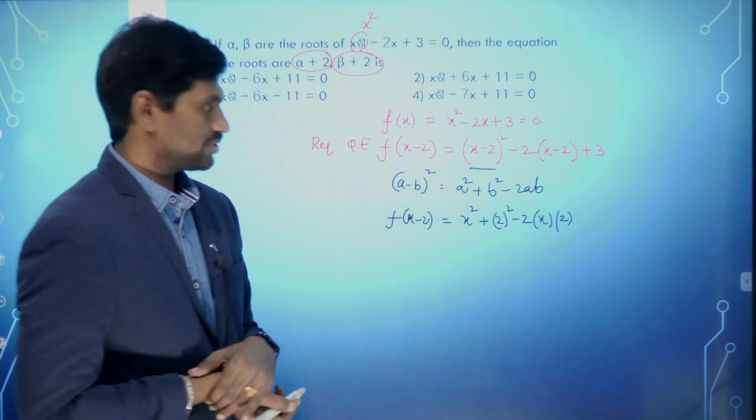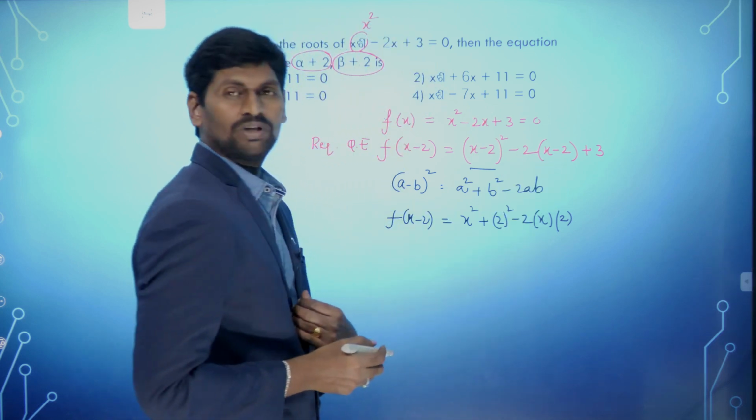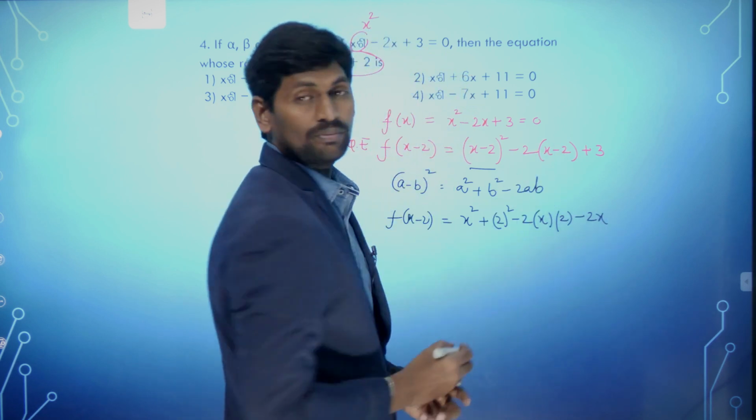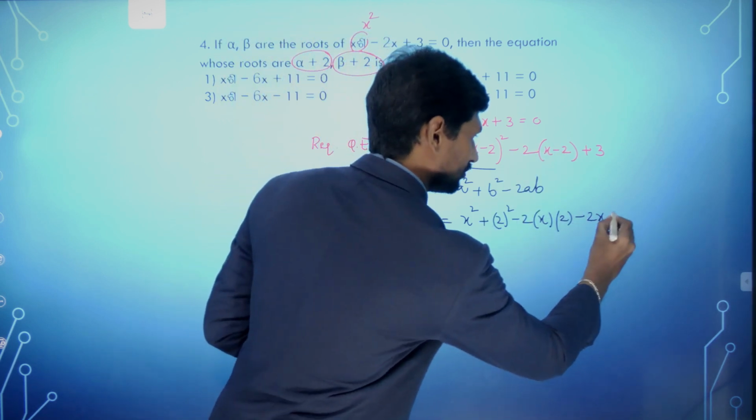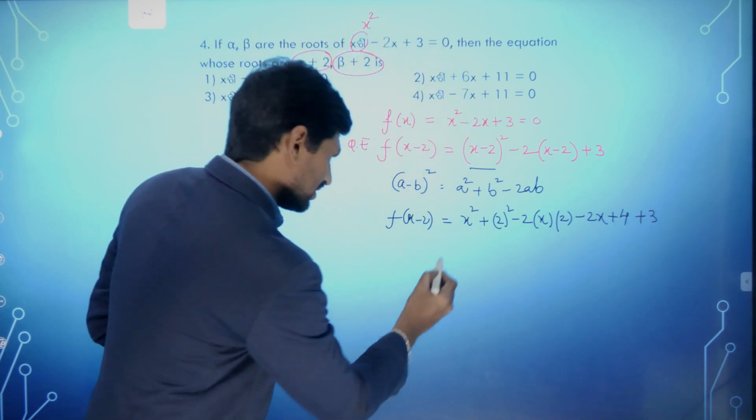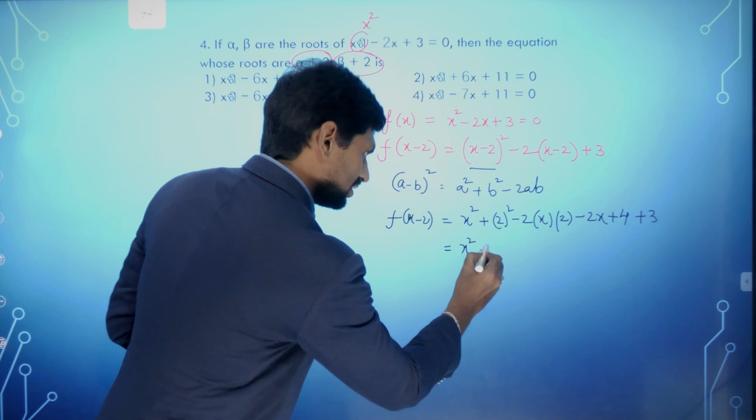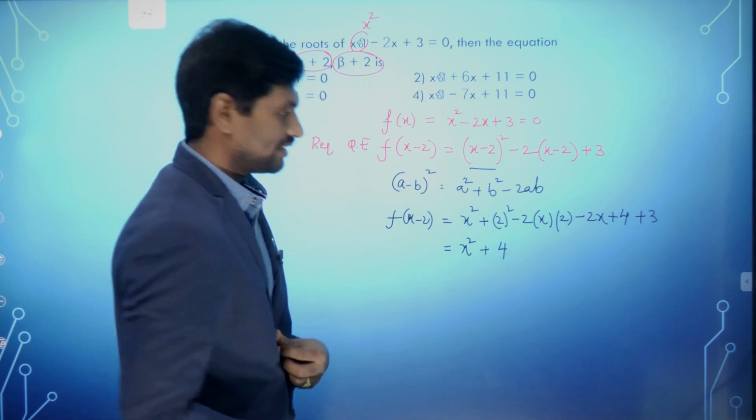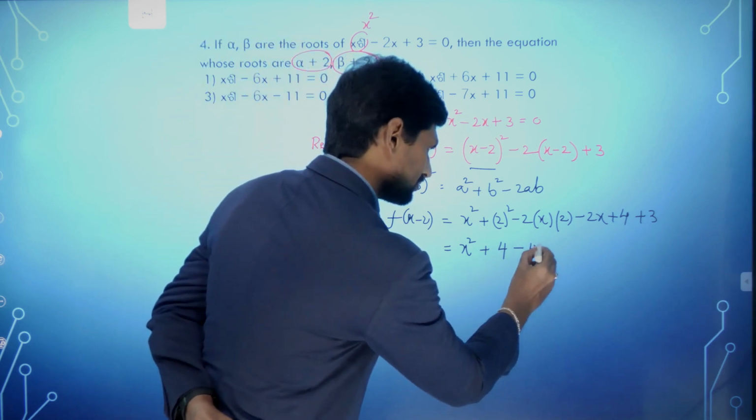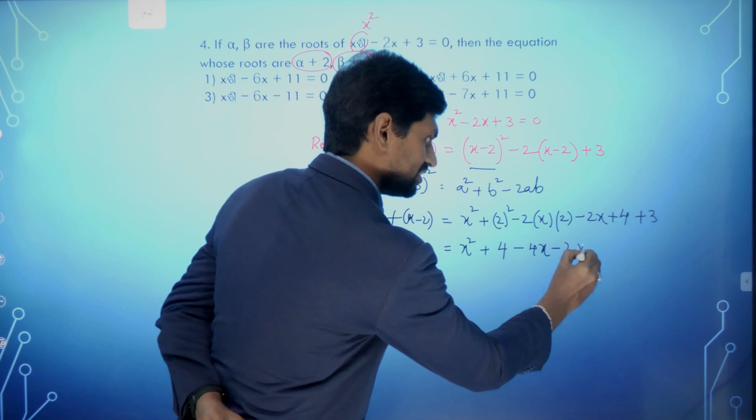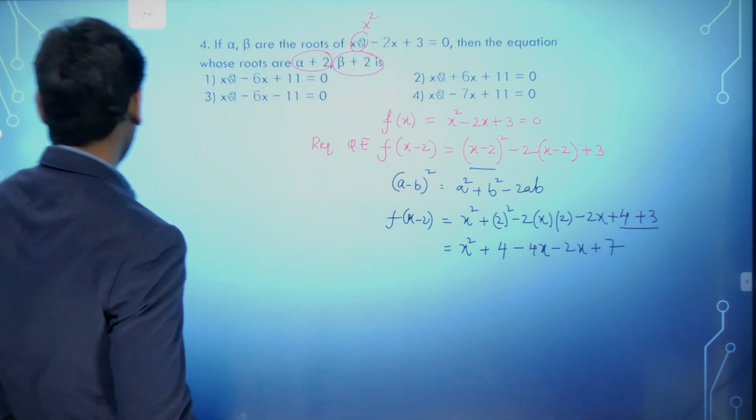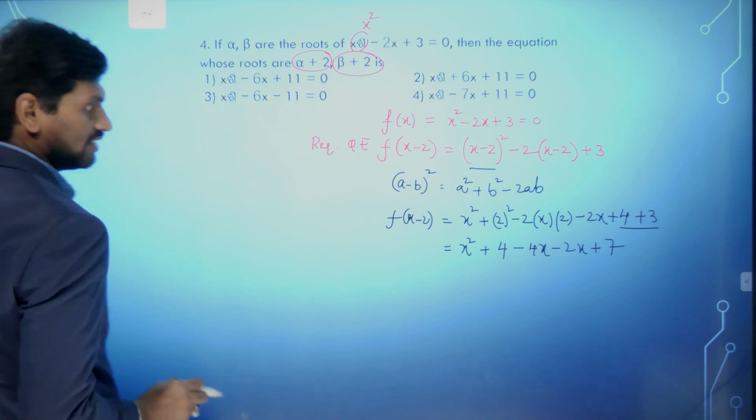A square plus b square minus 2ab. Here minus 2 we have to multiply with minus 2: minus 2 into x, minus 2x, and minus 2 into minus 2 is plus 4, plus 3. Right, expand this: x square, 2 square value 4, minus 2 2s are 4, 4 into x, 4x. Next minus 2x, 4 plus 3, 7 I can write.